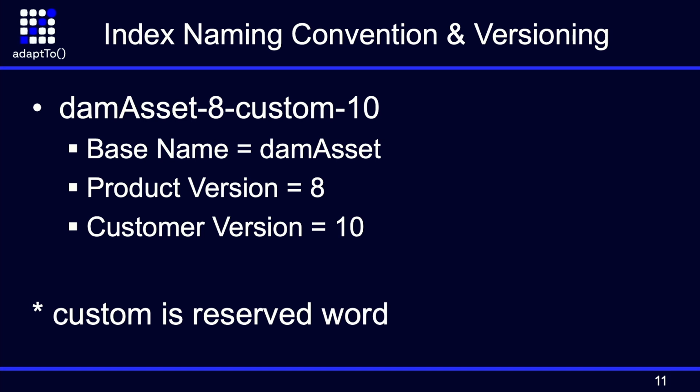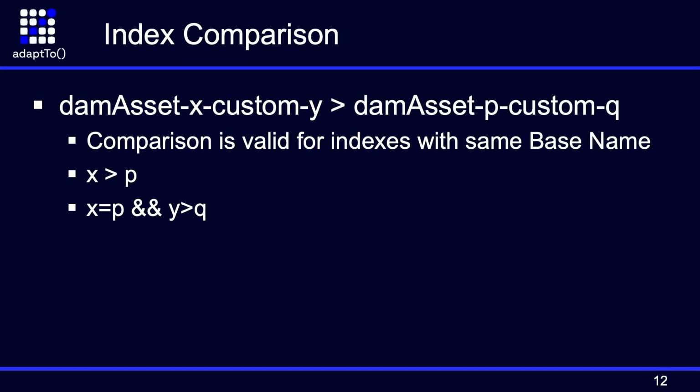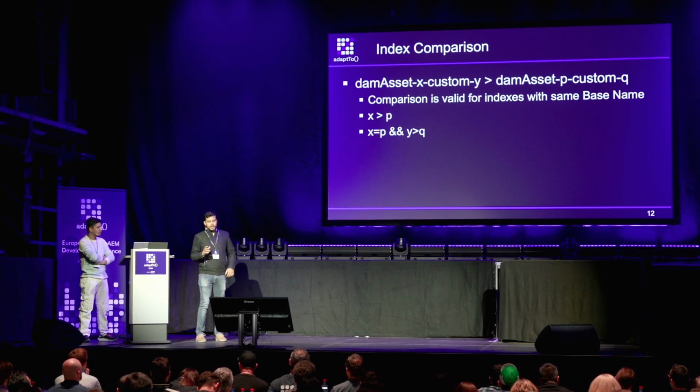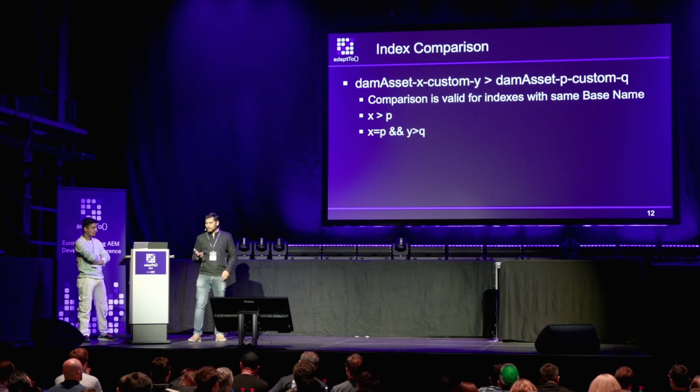So for example, let's say we have DAM asset 8. The next customized version would be DAM asset 8 custom 1. Next time if you want to customize it, it would be DAM asset 8 custom 2, and so on. Okay, so now that we know about index versioning, the next thing is index comparison. So which version is greater and which version is smaller.